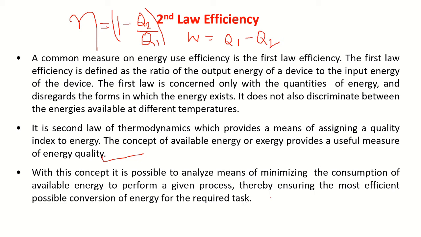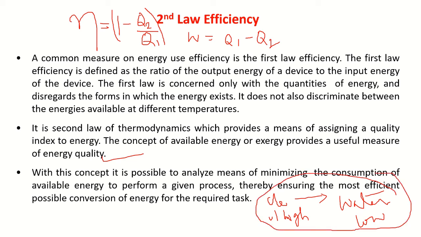For example, we use electrical energy, which is of high grade. Then we use this electrical energy for heating water to take a bath. We are converting it into low grade energy. This is what happens when a high quality energy is matched with a low quality work.